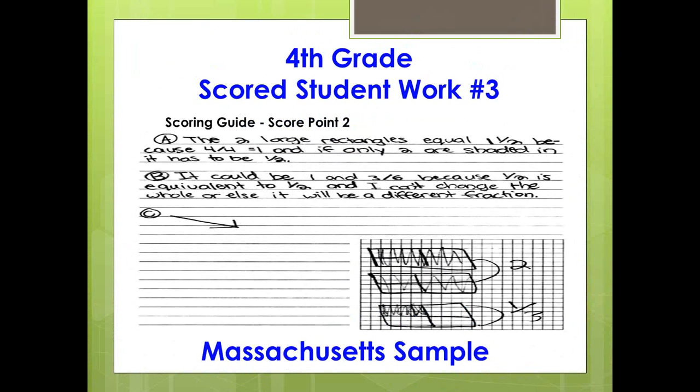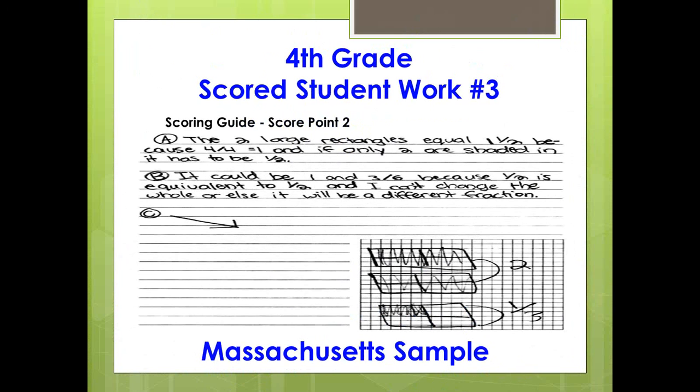Okay, for 2 points for this particular student. On part A, their explanation is the 2 large rectangles equals 1 1/2 because 4/4 is 1, and if only 2 are shaded, then it has to be 1/2. So from their original model, that is what they were able to explain their reasoning behind coming up with 1 1/2. On part B, it could be 1 3/6 because 1/2 is equivalent to 1/2, and I can't change the whole, or else it would be a different fraction.